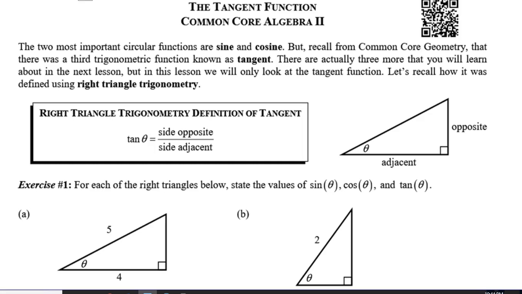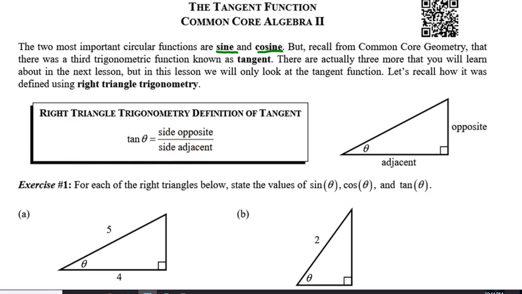In this recording, we're going to learn about the tangent function. So we've learned quite a bit about sine and cosine because they're the most important functions, but there's also tangent. Remember, SOHCAHTOA also had tangent, and you remember tangent was defined as opposite over adjacent.